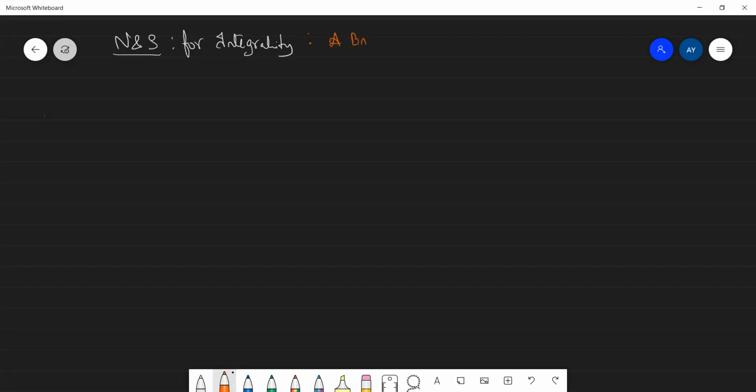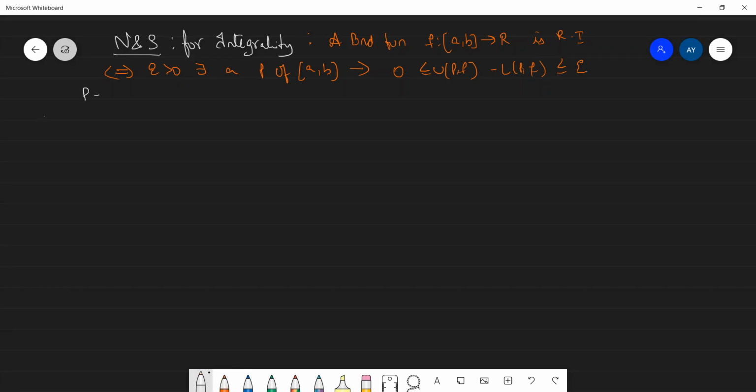A bounded function f from [a, b] to R is Riemann integrable on [a, b] if and only if for every epsilon greater than 0, there exists a partition P of [a, b] such that 0 is less than or equal to U(P, f) minus L(P, f) is less than or equal to epsilon. So this is what we have to prove. Let us quickly look into the proof of this theorem.